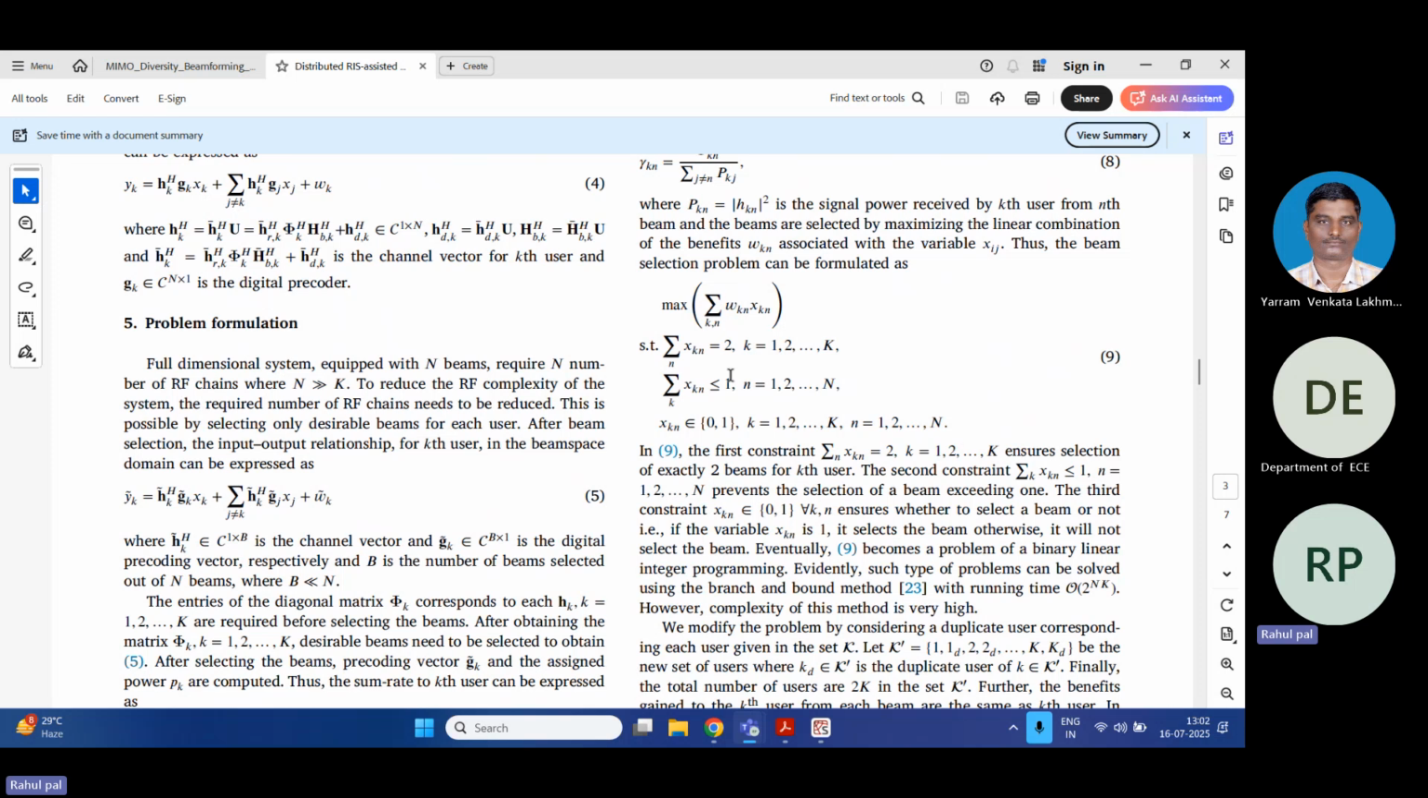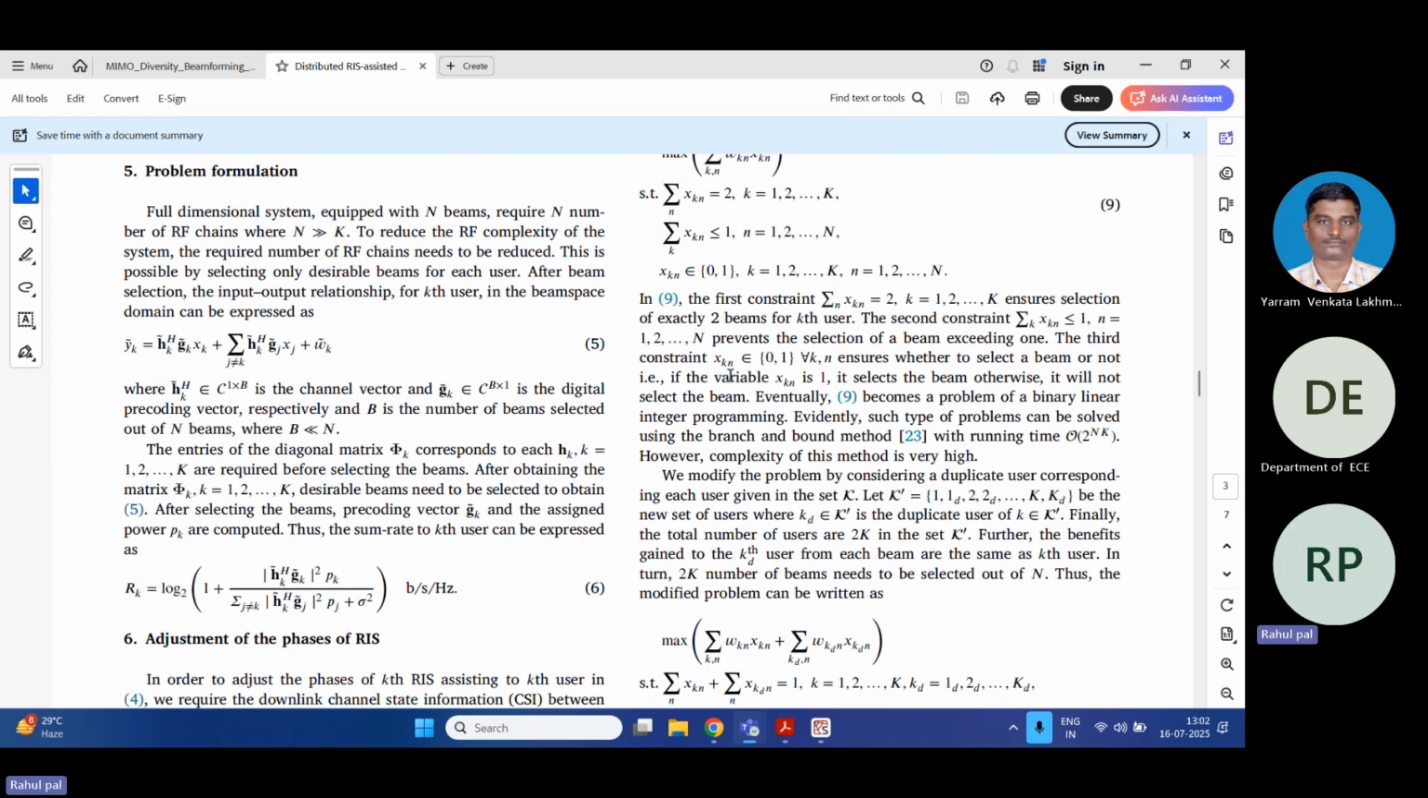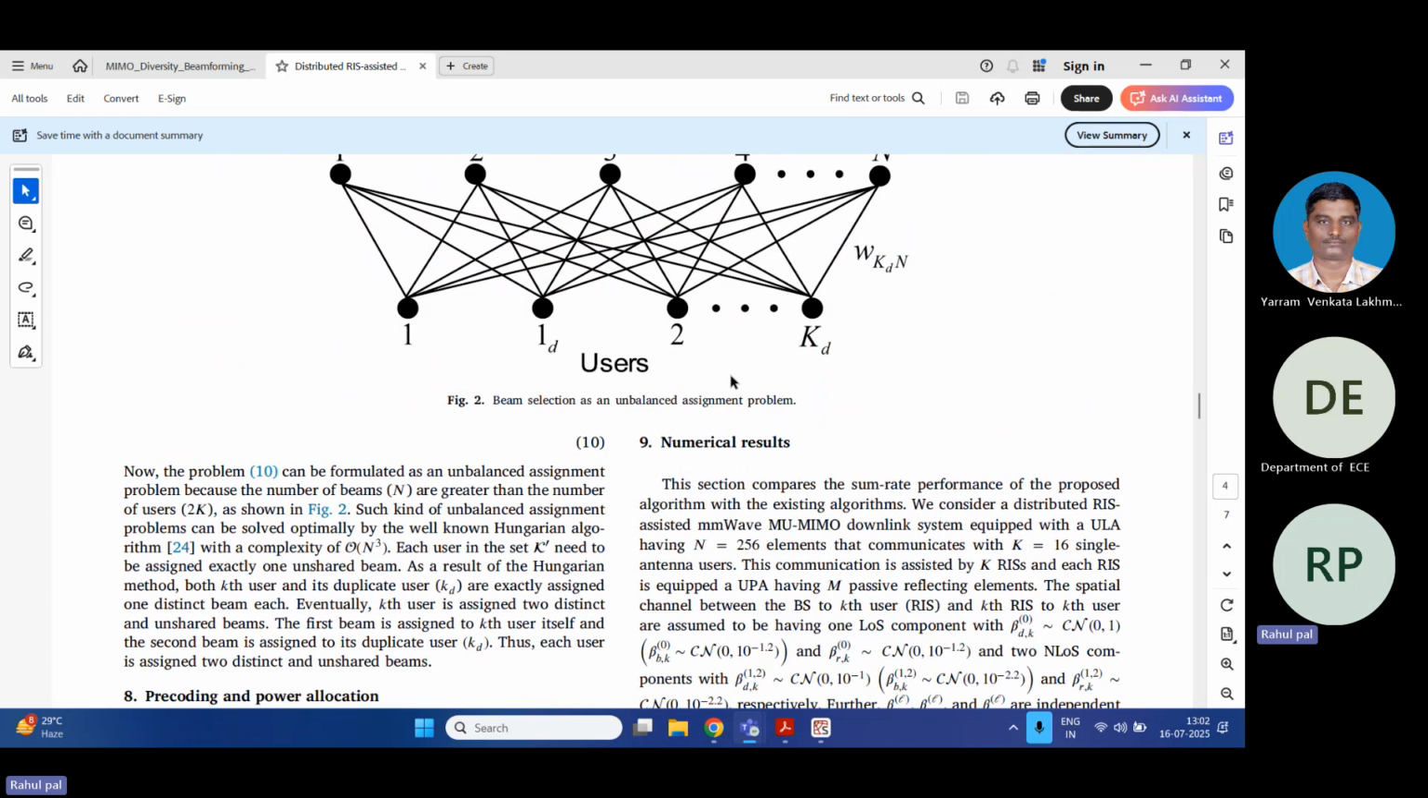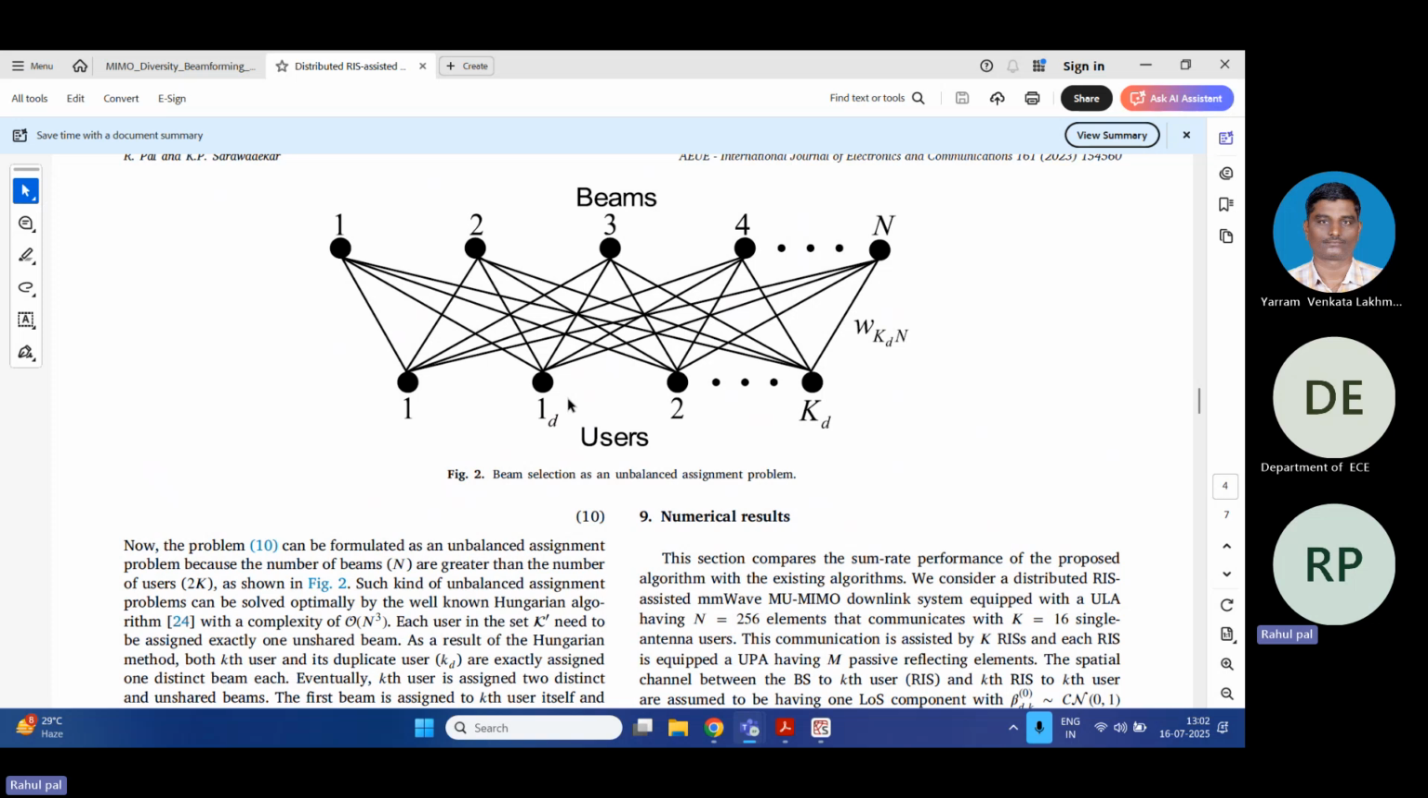It means if you have chosen two beams for a particular user, those two beams cannot be chosen for other users. So these are the conditions that we are putting here. After putting all these conditions, you can see the beams and users mapped, and we are selecting exclusive beams for each user.